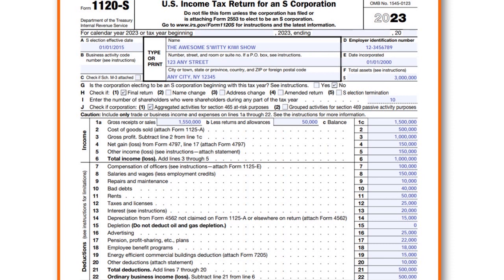For expenses, we have compensation of officers, line 7. Line 8, salaries and wages. Line 9, repairs and maintenance. Line 10, bad debts. Line 11, rents. Line 12, taxes and licenses. Line 13, interest. Line 14, depreciation from Form 4562, not claimed on Form 1125-A or elsewhere on the return. Line 15, not applicable here. Line 16, advertising, all the way through line 21. And line 22 is where you have your ordinary business income, $500,000 in our case.